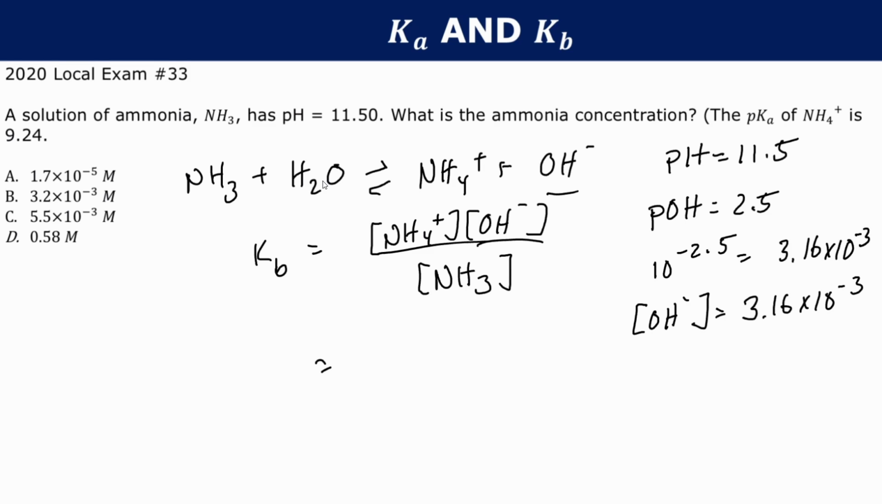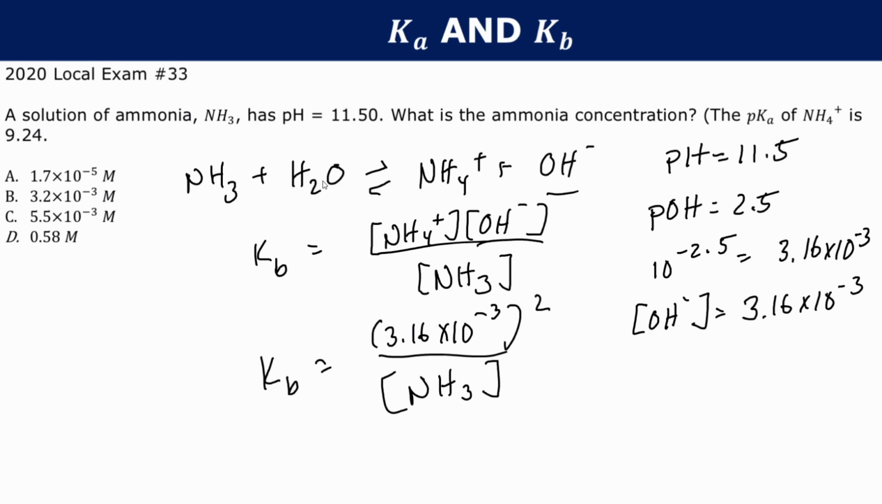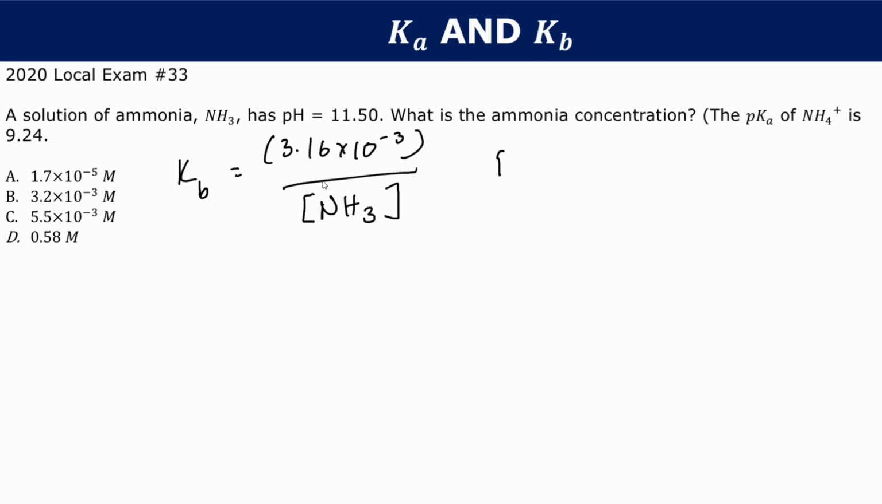One other thing that you can do is you can say that the concentration of OH is going to be the same as the concentration of NH4. And so what we have is that 3.16 times 10 to the minus third, squared, over the concentration of NH3, is going to equal Kb. And since we're trying to find the ammonia concentration, we are going to need to figure out what Kb is. So again, pKa plus pKb is going to be 14. And since we're given pKa, we're told that it's 9.24. 9.24 plus pKb is going to be 14. So if we solve for pKb, we're going to get that it's going to be 4.76.